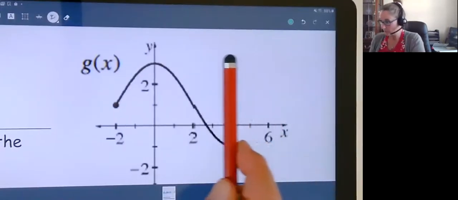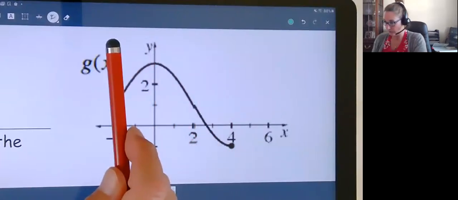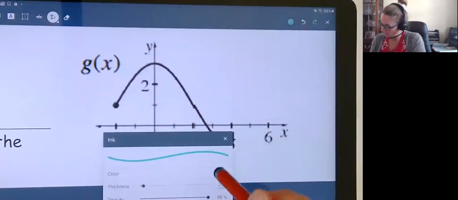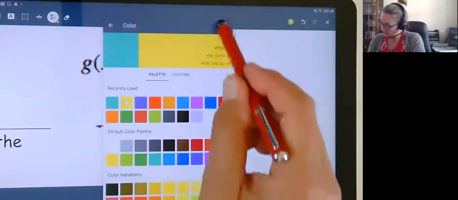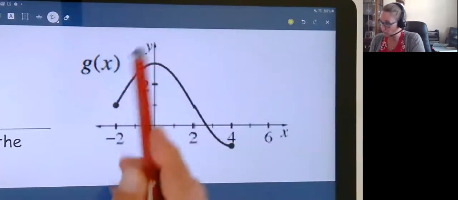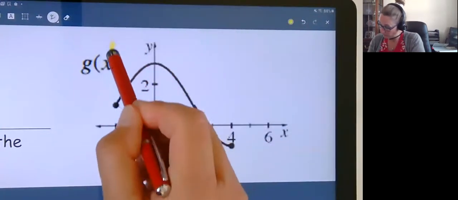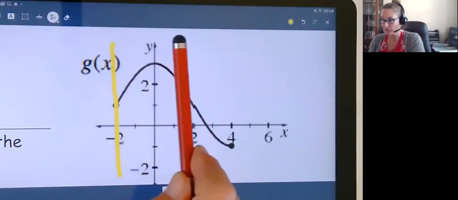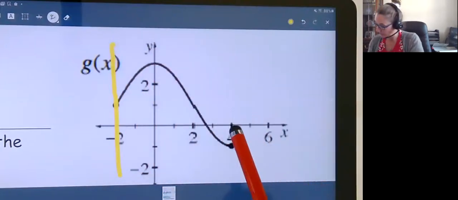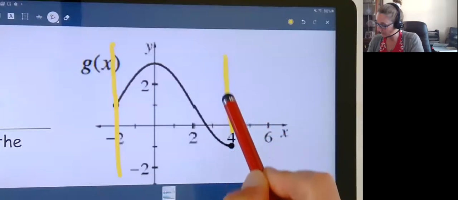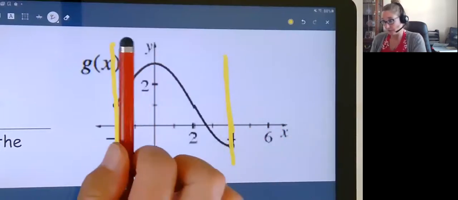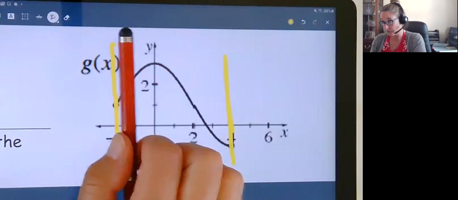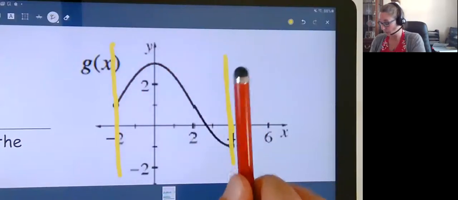The furthest to the left the graph goes, let me just use yellow temporarily, is right here. So the furthest to the left it went was -2. The furthest to the right the graph goes is right here at 4. So it goes from -2 to 4, and it included -2, and it's going to include 4.